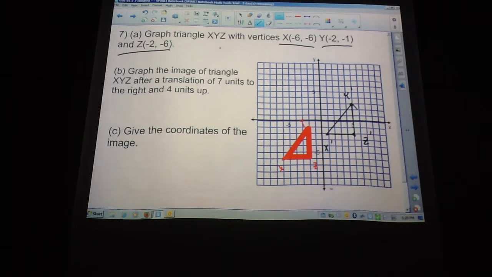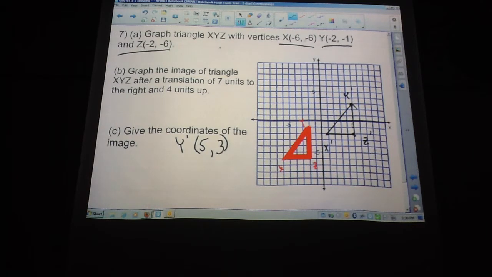So we moved the red triangle to the black triangle this time, and when we did, we labeled it x prime, z prime, and y prime. Part C here just wants us to list the coordinates of each one of those points. So all I have to do is look on my graph here. Like y prime would have the coordinates 5, 3.